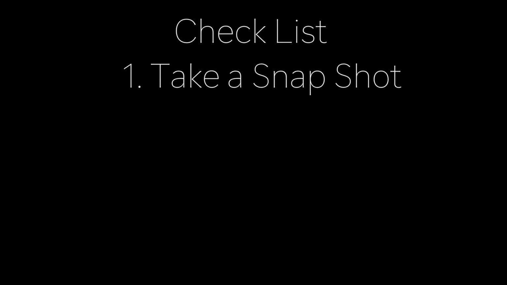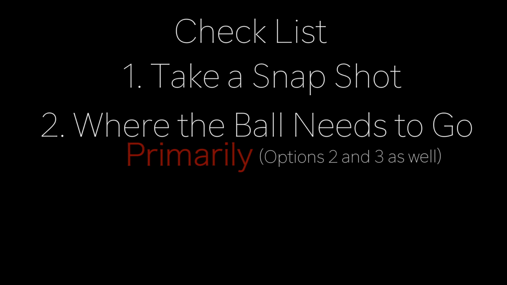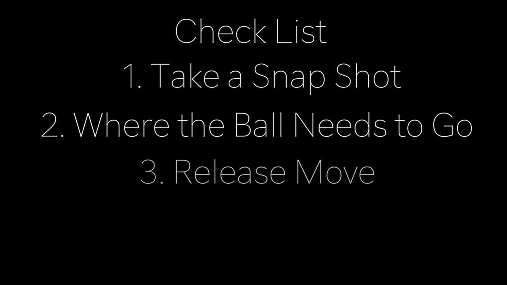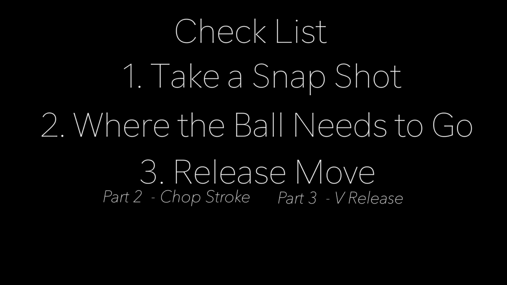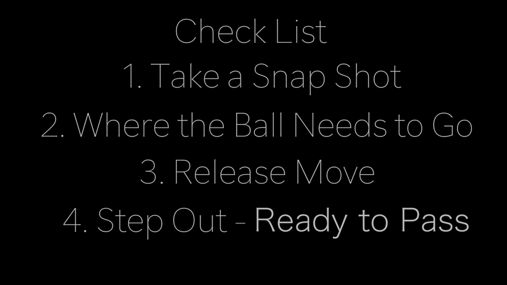2. Based on the snapshot, figure out where the ball needs to go primarily. Also, see where your other options are as well. 3. Do your release move to get open. 4. Step out to the ball and in one motion, be ready to make your primary pass or a quick adjustment if the primary pass is no longer available.